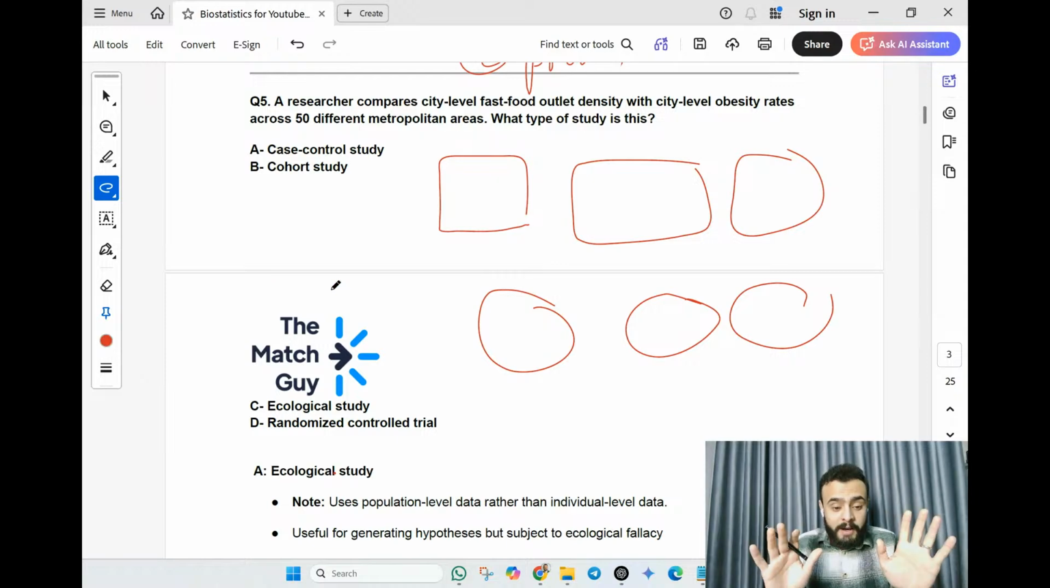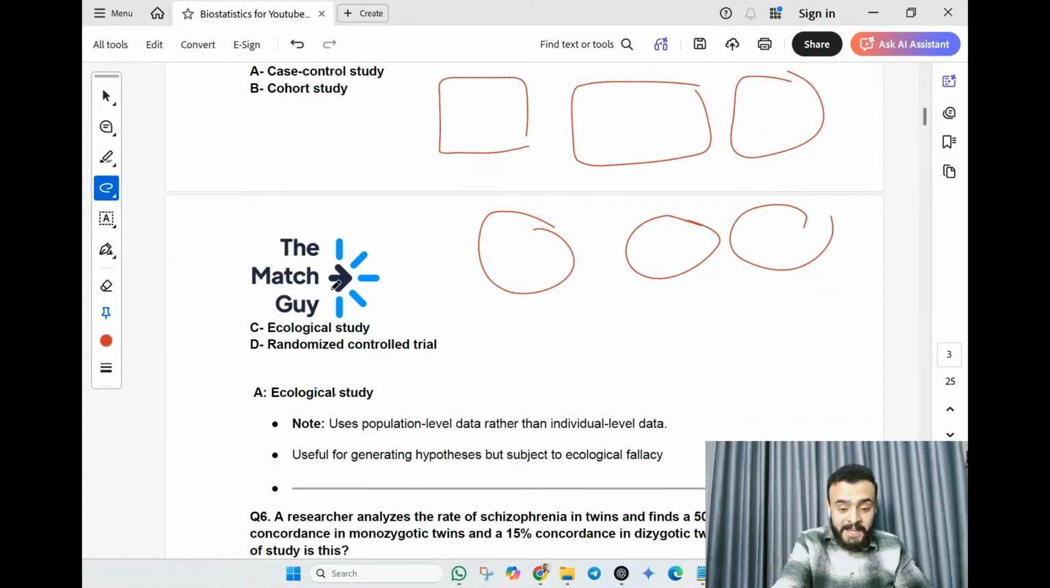So guys, whenever you see a study design question and you read the question stem and you see that we are collecting data across countries, cities, populations, close your eyes and pick ecological study. That is the first question. Design. You need to master the design. Clear? That is number one.